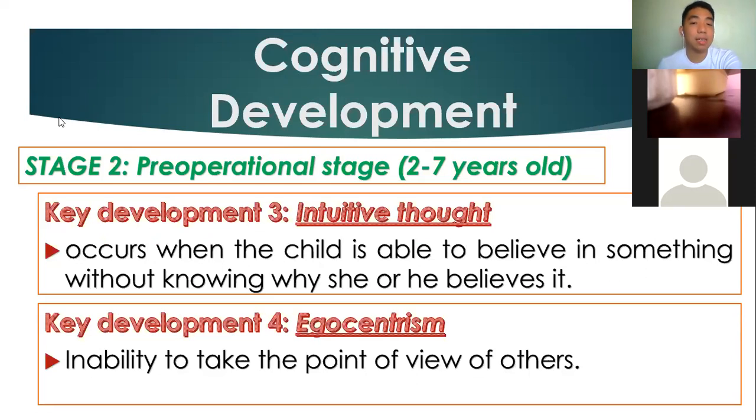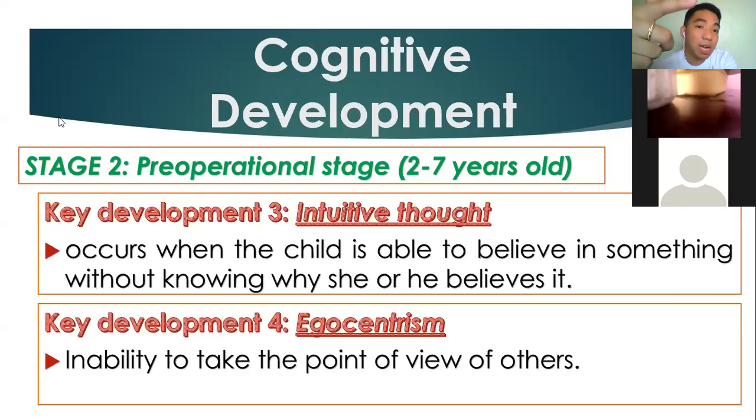Then we have here intuitive thought. It is one of the key developments. Intuitive thought occurs when the child is able to believe in something without knowing why she or he believes it. So, the child easily believes, and we call it intuitive thought. For example, Jack believes in fairy tales. Jack believes easily. And then, in this key development, the chain of questions begins.